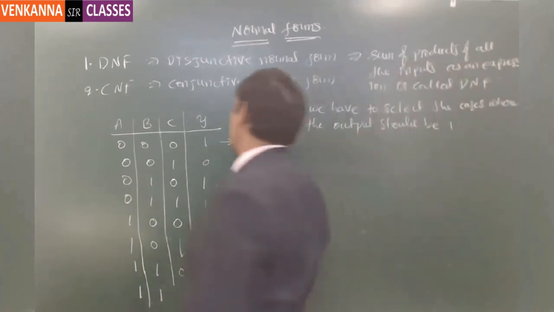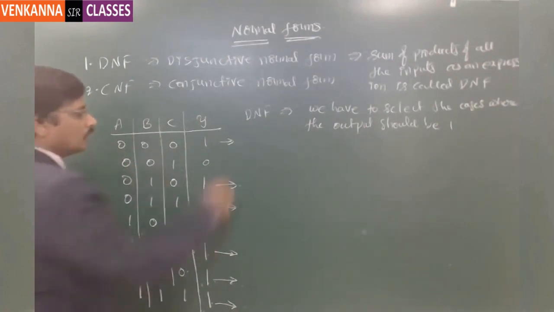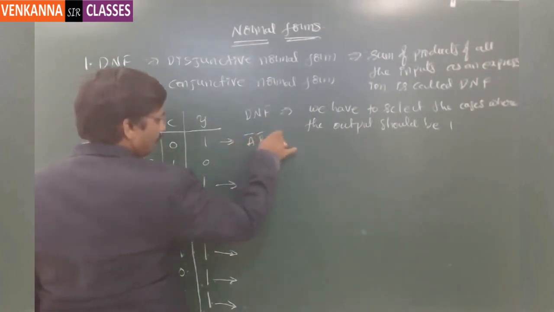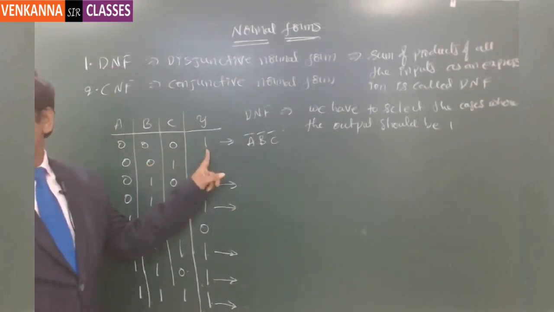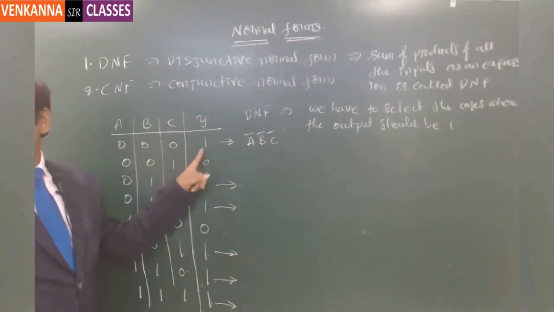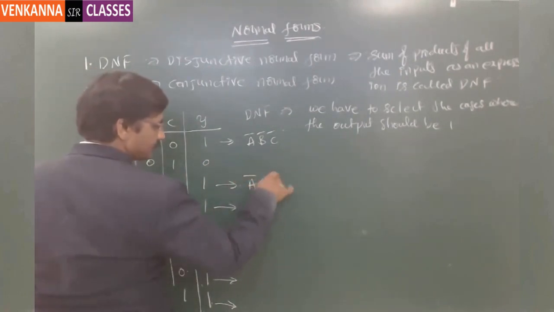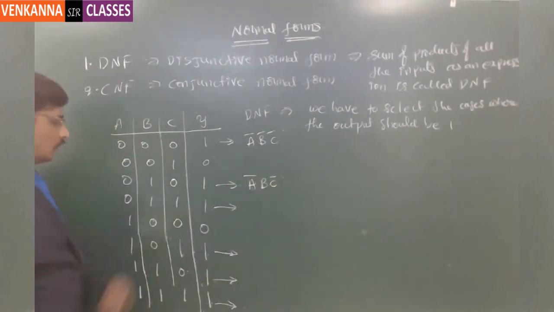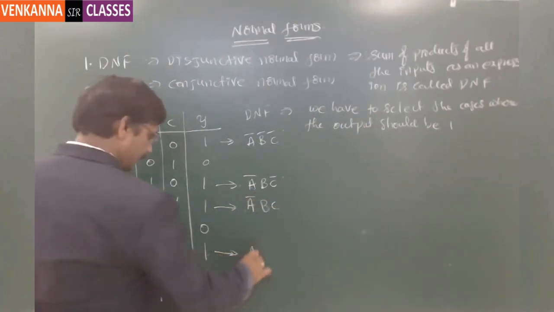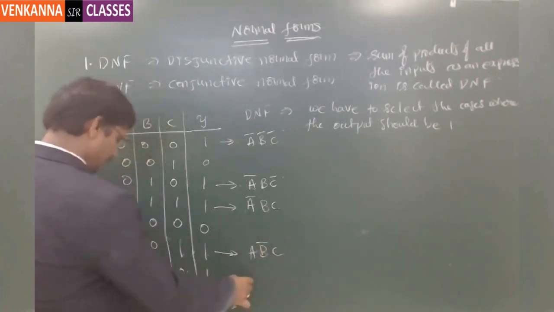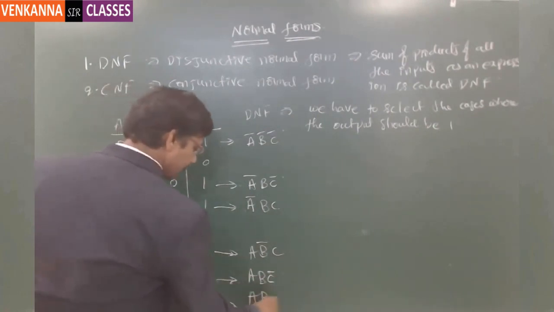So that expression is here. If this has to be 1 for these inputs, I have to have A bar, B bar, C bar, so that the product of all these things together will give 1 if I multiply A bar, B bar and C bar. Similarly, here I need to multiply A bar, B, C bar. Similarly, for this one, A bar, B, C. And for this one, A, B bar, C. And for this one, A, B, C bar. And for this one, A, B, C.